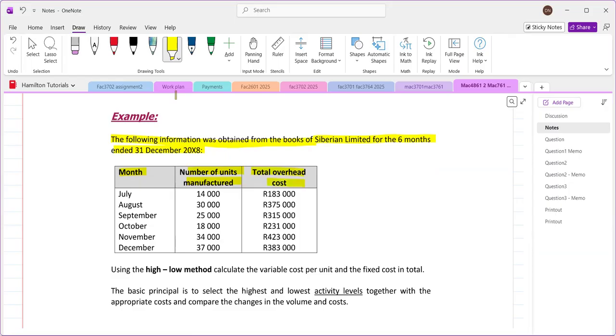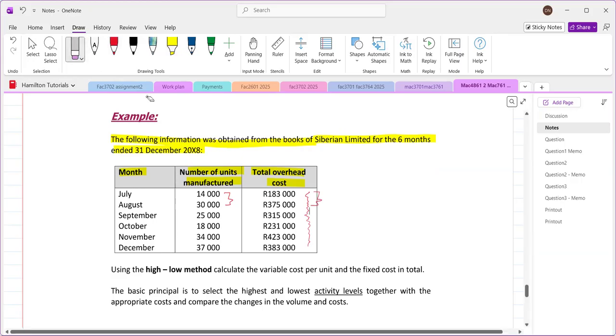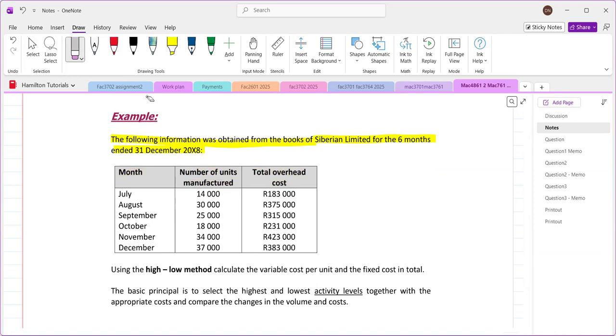We can see that the cost does not remain the same, it changes. But it doesn't seem to be changing in direct proportion to changes in output. If you calculate the change here, it will give you a different percentage. If you come here, it will give you a different percentage. So these are not direct costs. This is a mixed cost. Then they're saying, using the high-low method, calculate the variable cost per unit and the fixed cost in total.